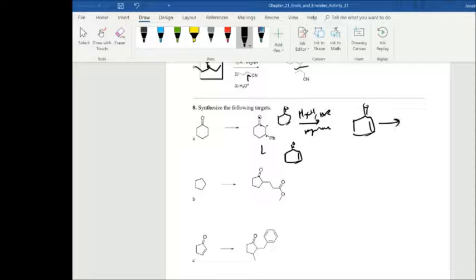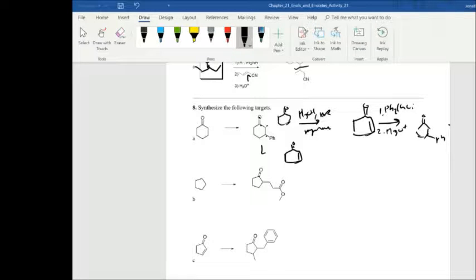Now from here, since I want to use a 1,4 addition, I don't want to use something strong like a Grignard. I want to use like a Gilman reagent, which should do 1,4 addition. The Ph2, copper, lithium, and I believe acid. And this basically makes your product. Well, just draw it again. Basically makes your product.